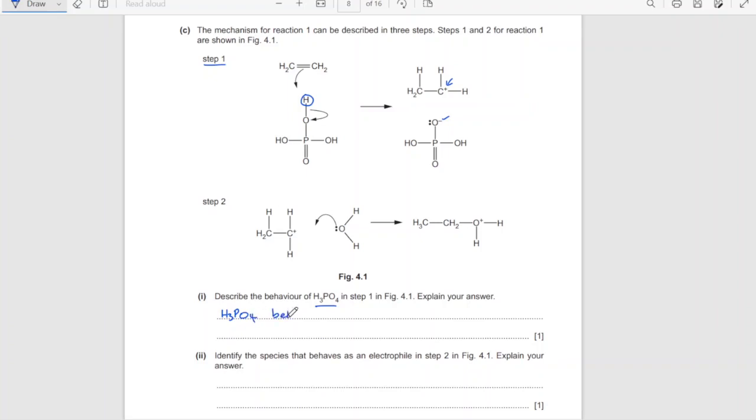H3PO4 behaves as an acid as it donates H plus to ethene, C2H4.